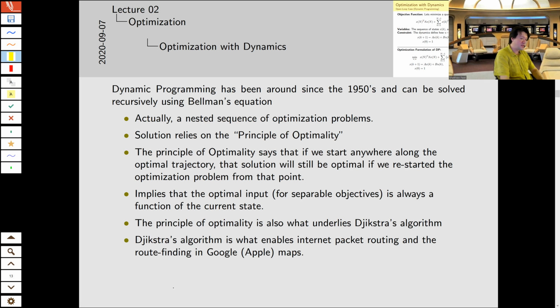Basically it says if we start anywhere along the optimal trajectory, this is the principle of optimality, that solution will be optimal, just truncating the series, if we restart the optimization problem at any point along that trajectory. So if we restarted with that initial condition and just on that shorter time horizon, the solution we got for the big problem is still optimal for the small problem. We could take it all the way down to the last time step and just solve that last optimization problem and then go backwards in time. And that's what Bellman's equation does.